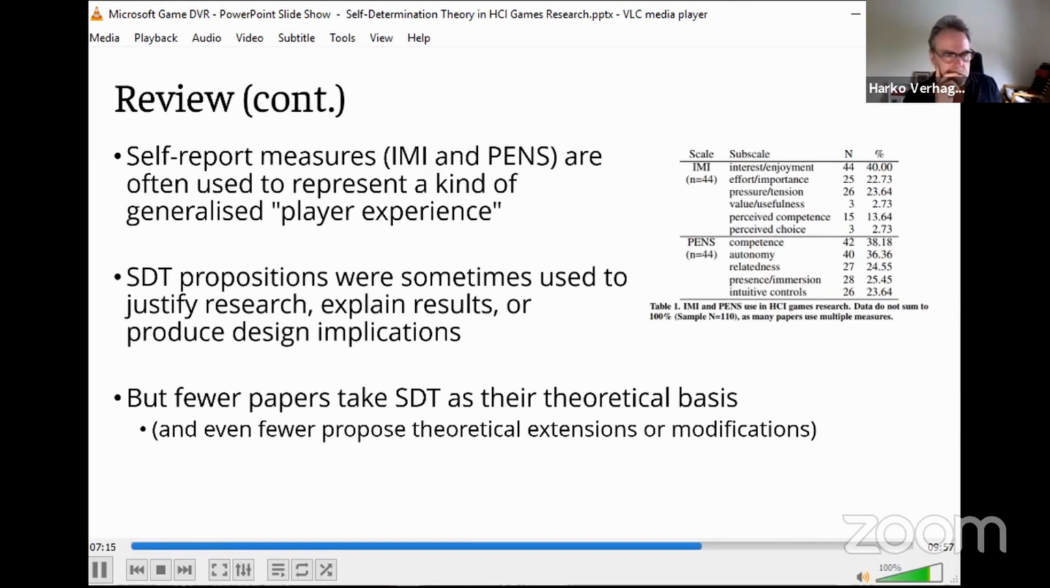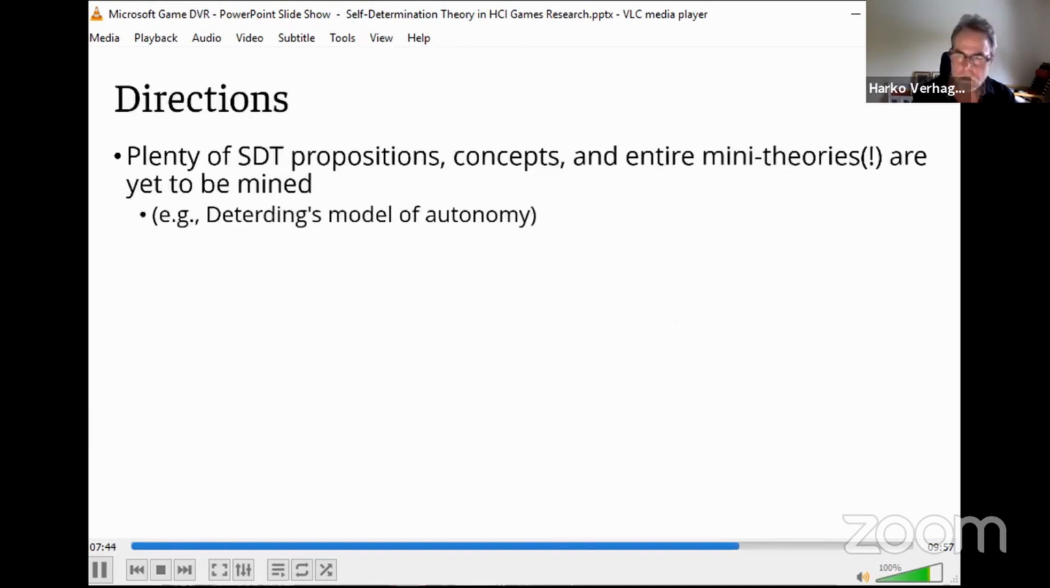It's also worth noting that only 2 papers proposed theoretical extensions or modifications. So even as we're applying SDT and using the results that have already been shown in other places, we're not really developing or extending or challenging the theory ourselves. So it's really a pragmatic application of it.